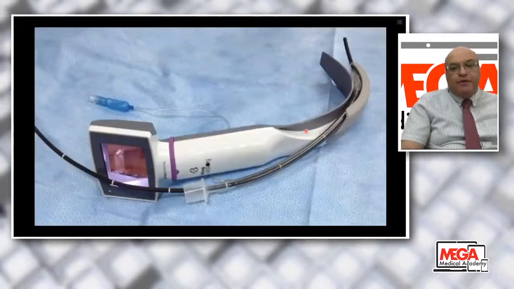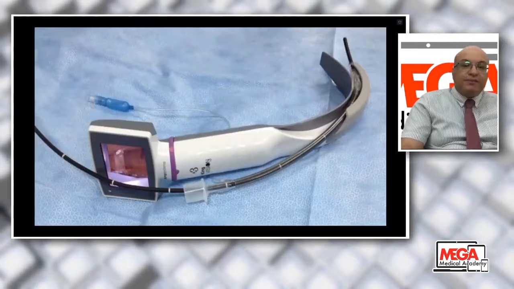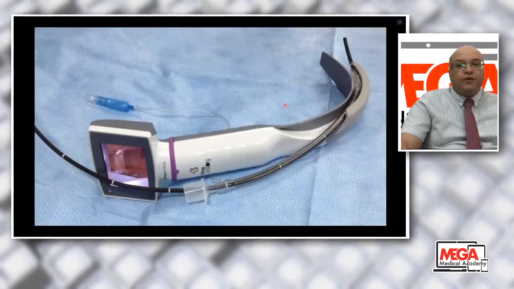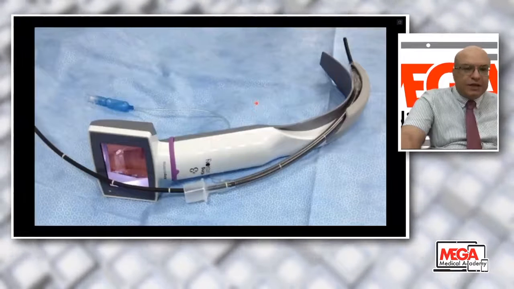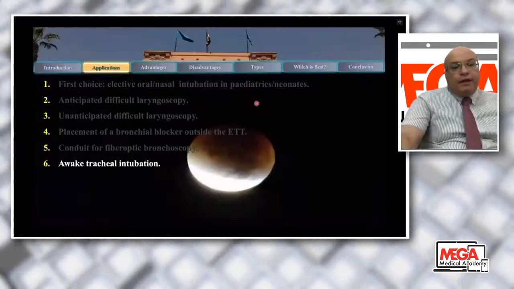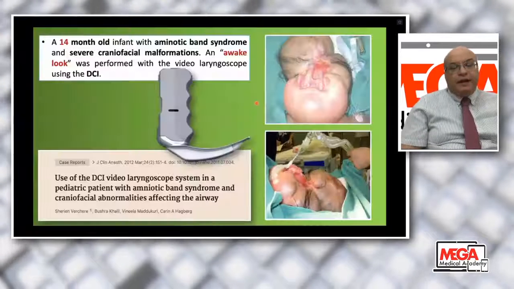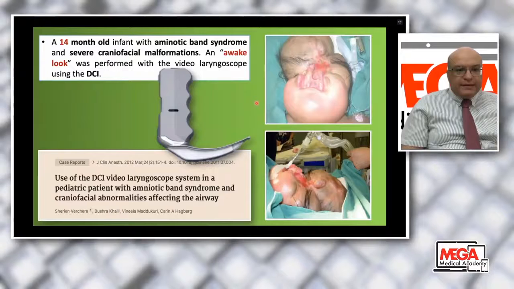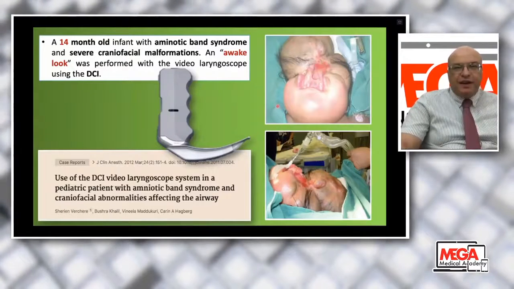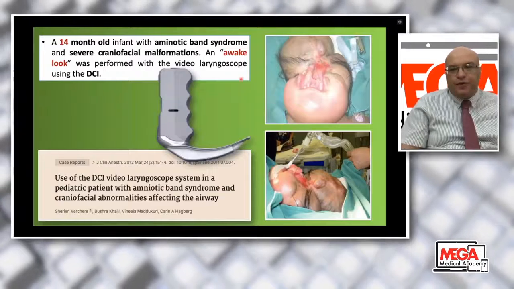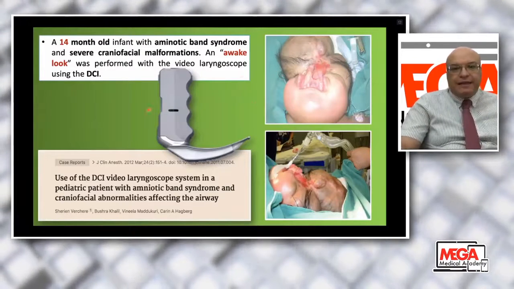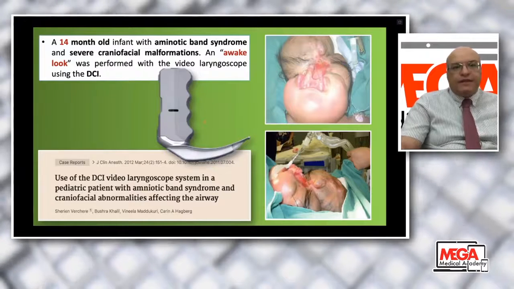Also, we described before using King Vision blades. That was one of the channeled blades with a fiber optic bronchoscope for facilitating intubation in adults and pediatrics. Awake tracheal intubation directly using a video laryngoscope. Here is a case report using a CMAC in a patient with severe craniofacial malformation secondary to amniotic band syndrome. And in this case, they did an awake look with a video laryngoscope.